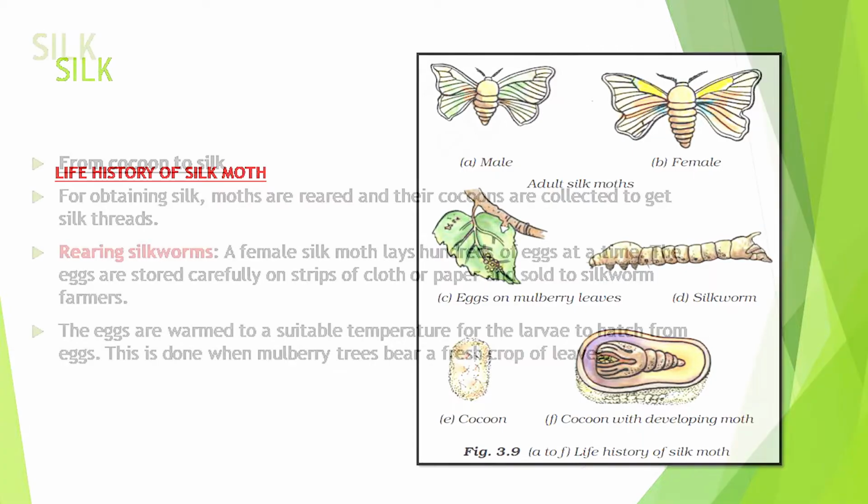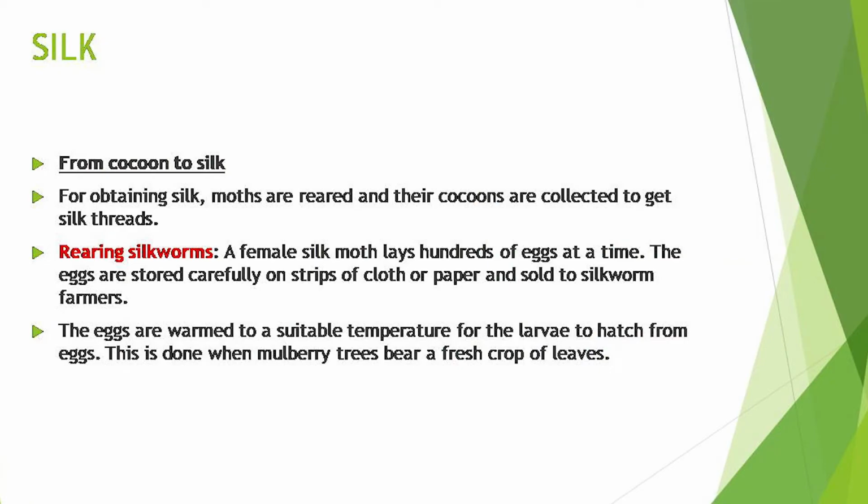The next topic is from cocoon to silk. For obtaining silk, moths are reared and their cocoons are collected to get silk threads. Rearing silkworms is a most important topic. A female silk moth lays hundreds of eggs at a time. The eggs are stored carefully on strips of cloth or paper and sold to silkworm farmers.